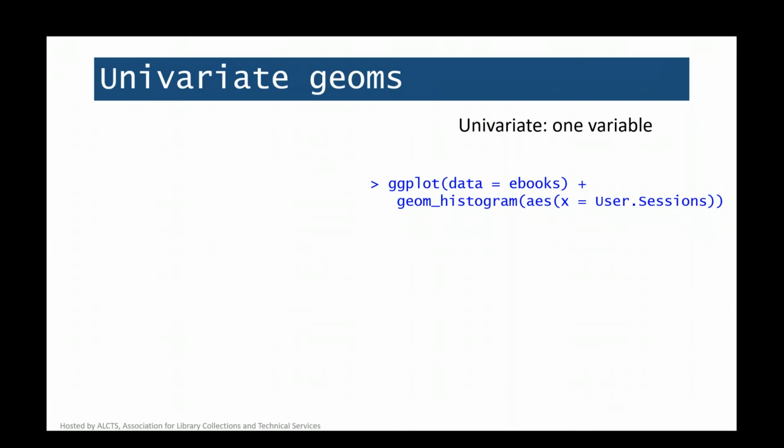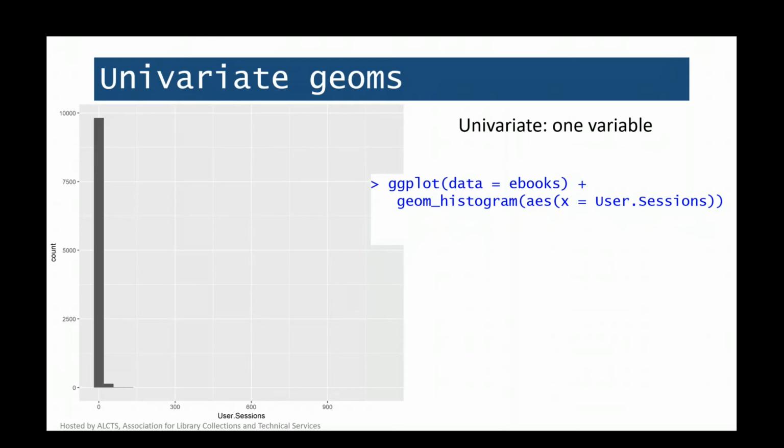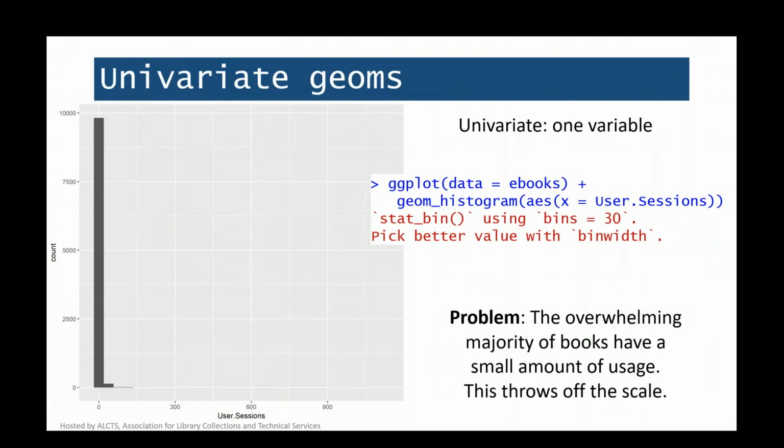We're going to look at another one here. This is looking at user sessions. So I'm calling ggplot on my ebooks data, and I'm adding a histogram geometric shape, which is also a bar plot. And I'm going to map user sessions to the X aesthetic. And it's going to look like this. Not very pretty. And I get an error message. Why does that look so bad?